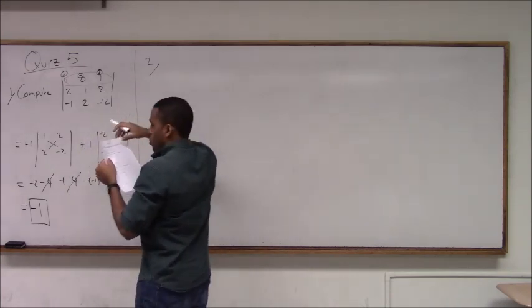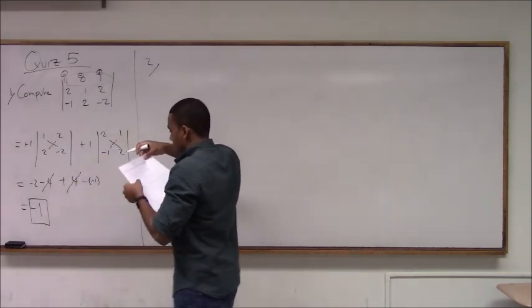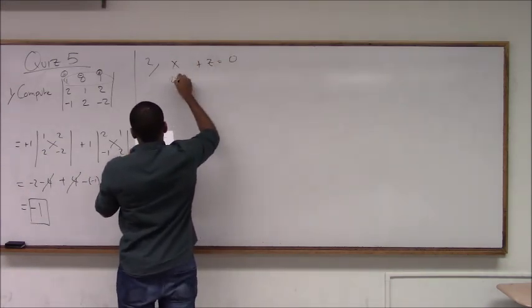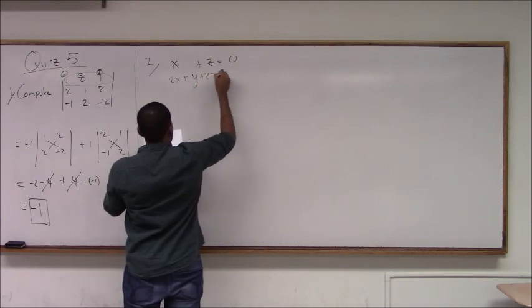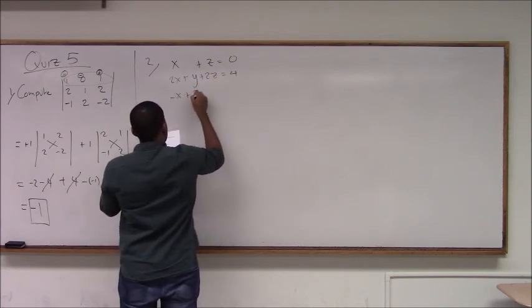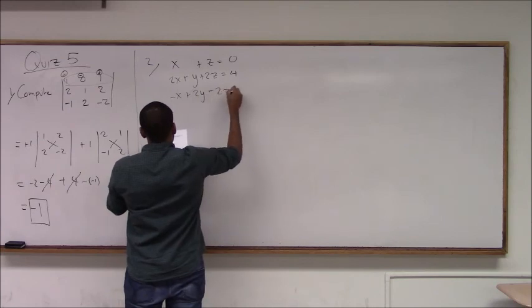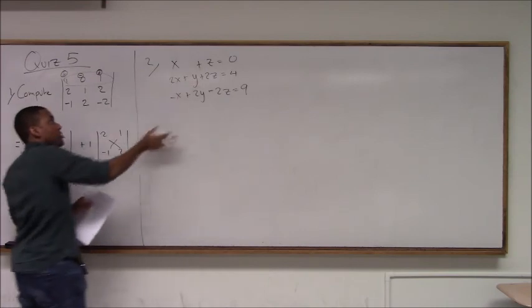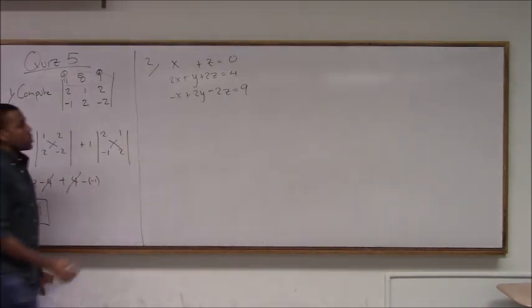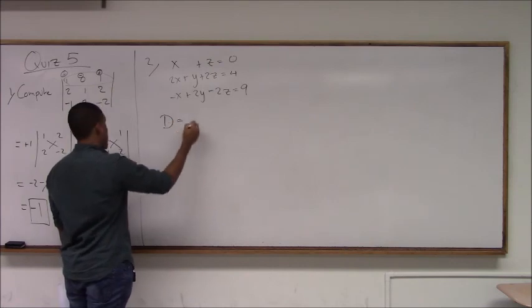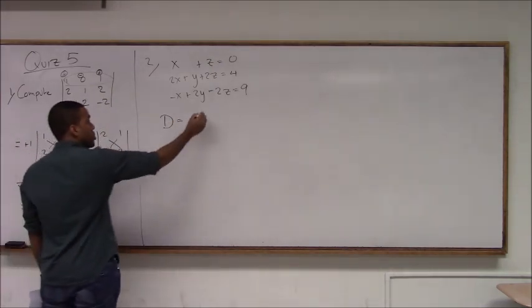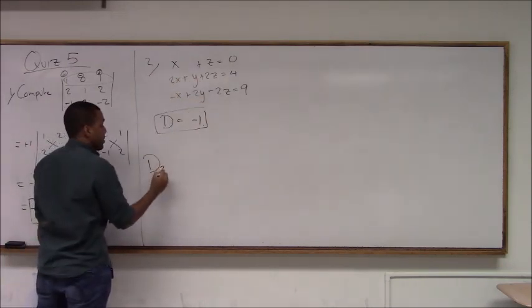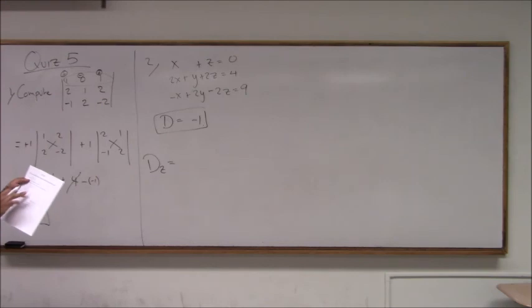Use your answer in problem 1 and Cramer's rule to solve for z in the following system. I gave you x plus z equals 0, 2x plus y plus 2z equals 4, minus x plus 2y minus 2z equals 9. The idea was to realize that the coefficient matrix of this is actually that. So you already know what D is, it's minus 1, which Cramer's rule tells you means you will have a unique solution. The next thing you need to find z is Dz, and I put the space for you to do that.